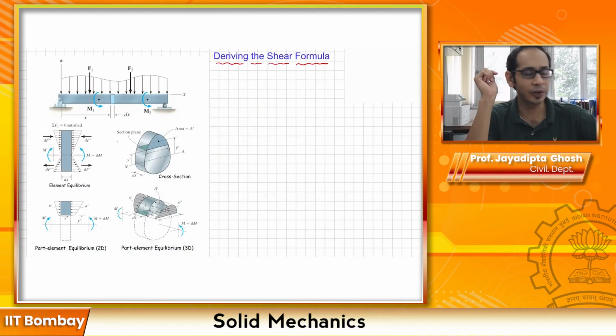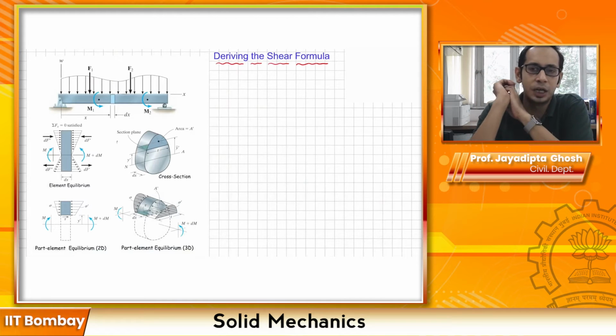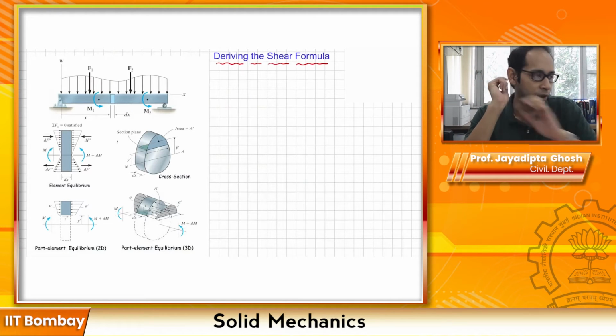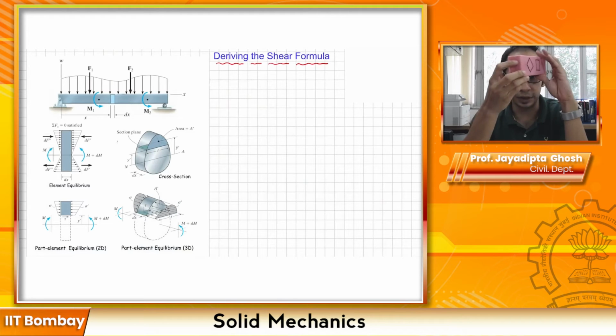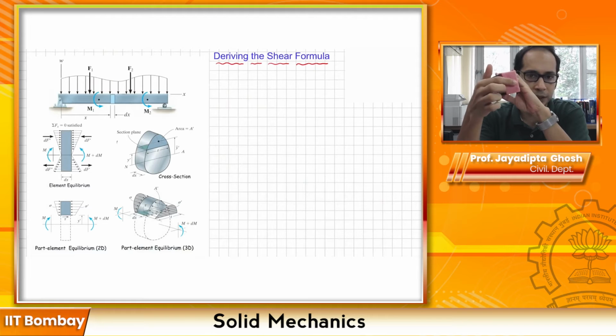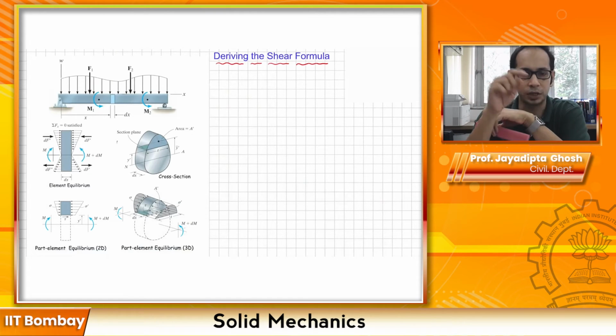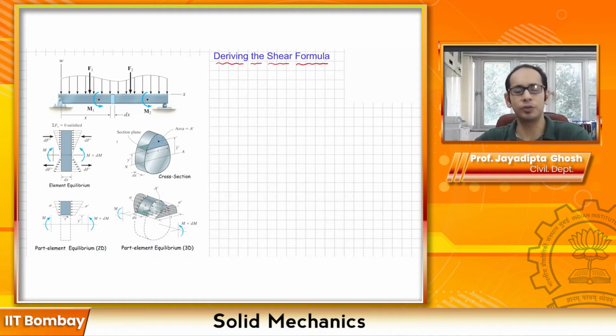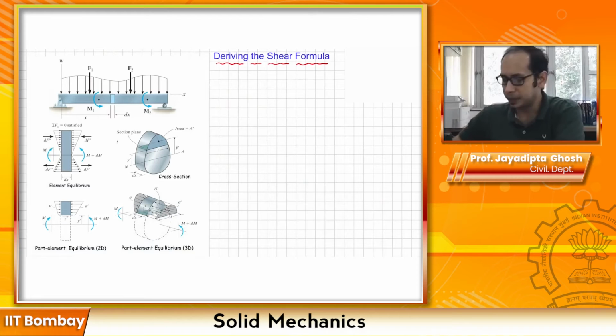Now, to derive the shear formula, which essentially gives you a relationship between the shear stress tau and the applied shear V, we are going to cheat. We are not going to consider the shear stress which is acting on this particular cross section over here, but the complementary shear which acts along here. So let's go ahead and see how to derive the shear formula. Let's just go through the different components of the figure first before we start writing down the equations and coming up with the shear formula.